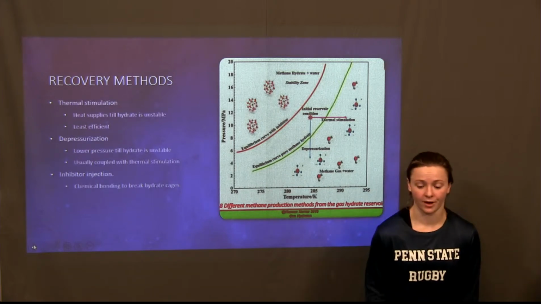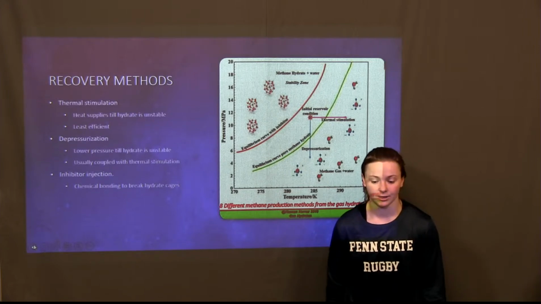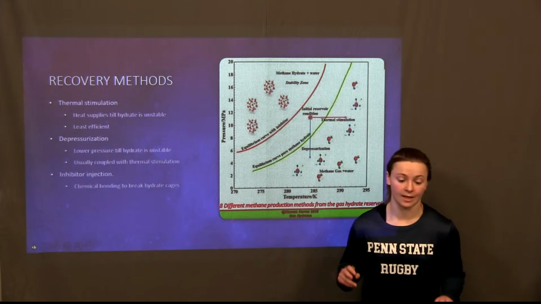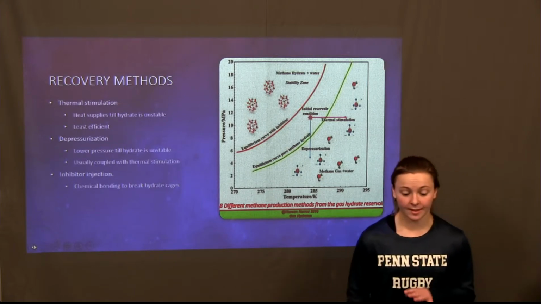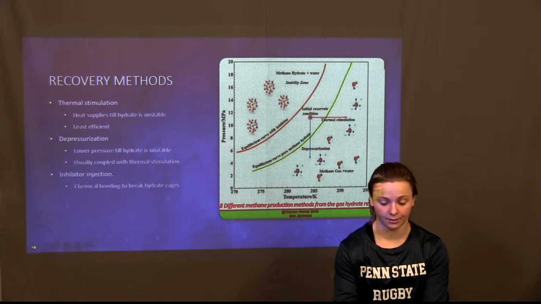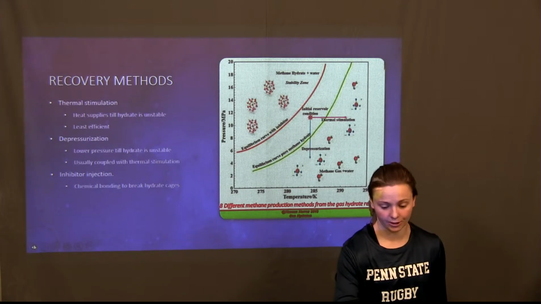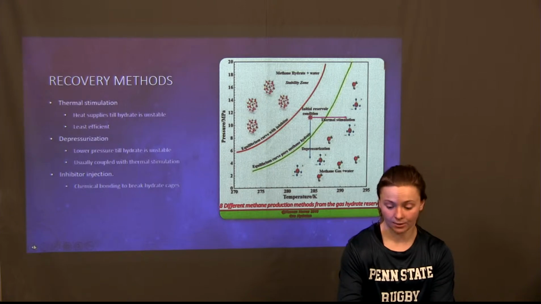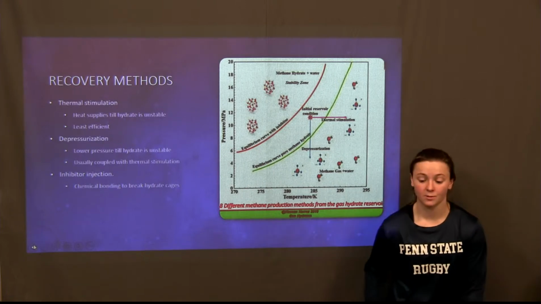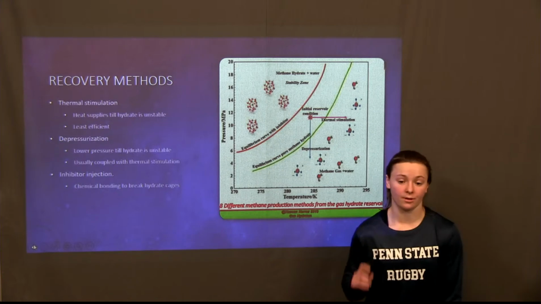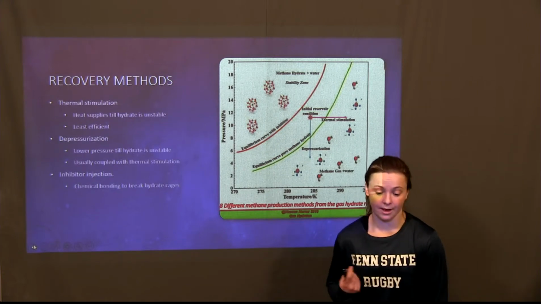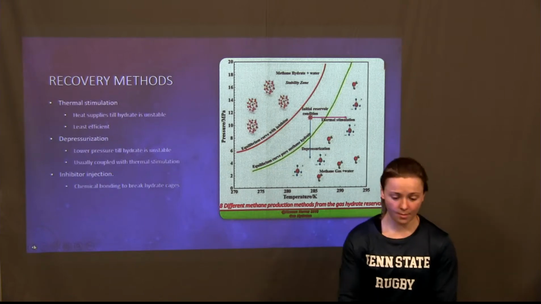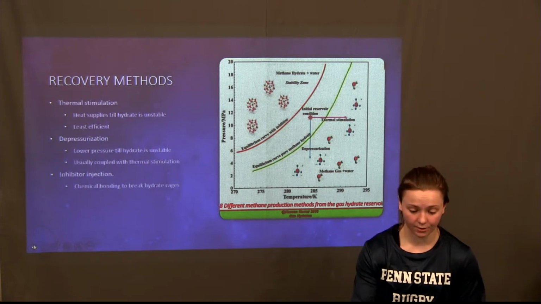Thermal stimulation can be very inefficient due to the fact that hydrates are not typically found in bulk and are usually located around very insulating materials. The second method is depressurization. The concept is to lower the pressure around the hydrates till they become unstable and release the gas. This method has been found to work better when coupled with thermal stimulation, due to the fact that the decomposition of hydrates is an endothermic process. The last method is chemical injection.